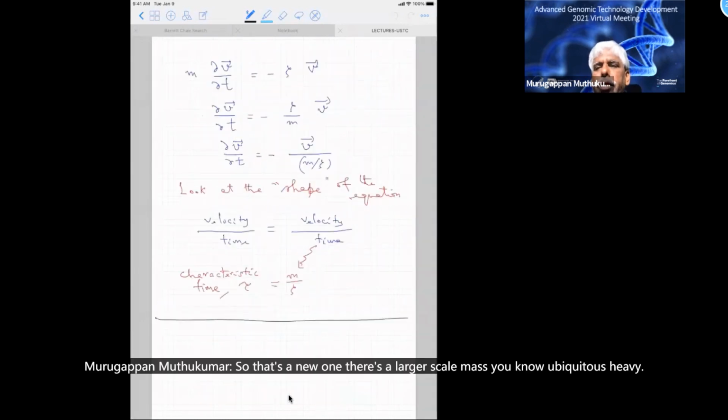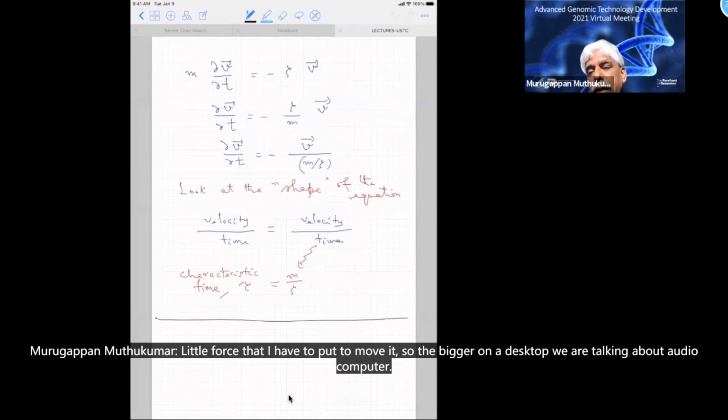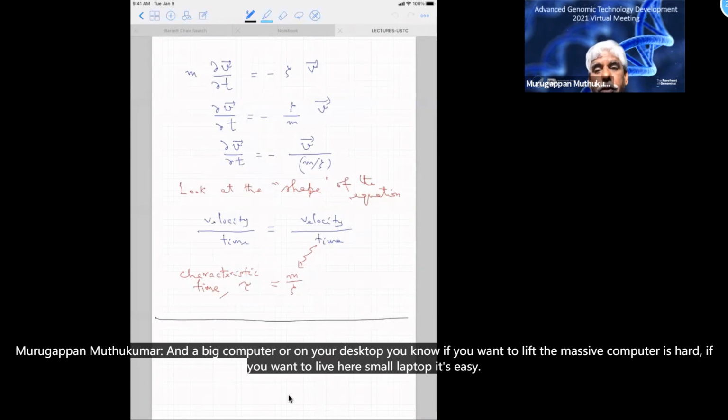So that's a Newtonian, a large-scale mass. If the beaker is heavy, if the mass is heavy, then I need to put more force to move it. If the mass of the beaker is less, then I need only a little force to move it. So the beaker on the desktop we are talking about, or a big computer on your desktop: if you want to lift a massive computer, it's hard. If you want to lift a small laptop, it's easy.